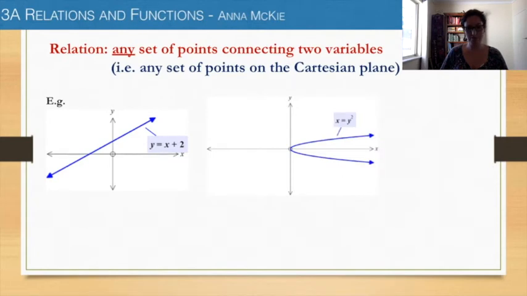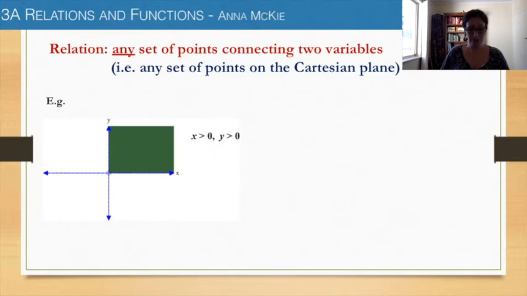Another example is a relation where the equation is x equals y squared. Whether or not these are functions we will come to discuss, but they're definitely relations. Another example: the set of all points where x is greater than 0 and y is greater than 0. That's every point in quadrant 1 of the Cartesian plane. That is a relation. Is it a function? Find out, stay tuned. The set of points on this Cartesian plane would be a relation.